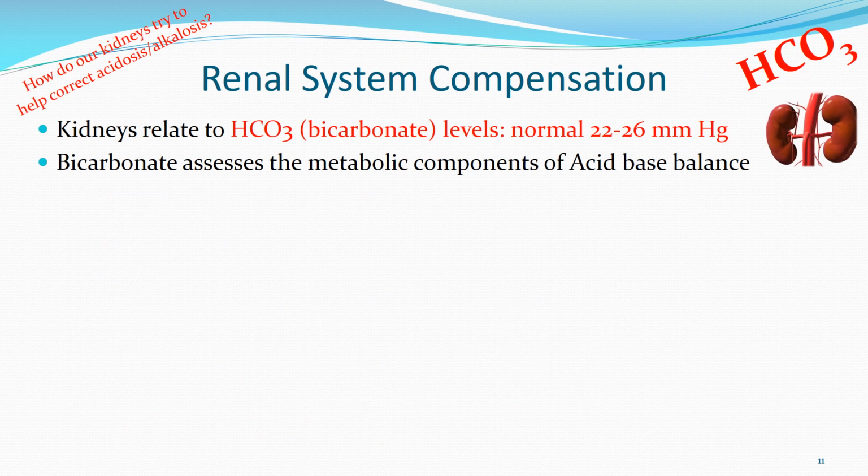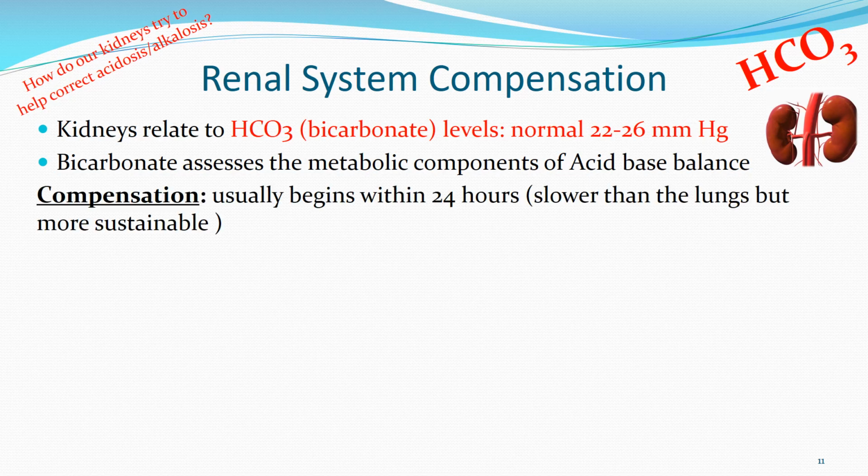So now looking at our slowest but most sustainable compensatory mechanism, and that's the kidneys. Now remember, our renal system can take hours and sometimes a day or so to kick in, but this is also the most sustainable solution to a pH problem. So how do our kidneys do it?